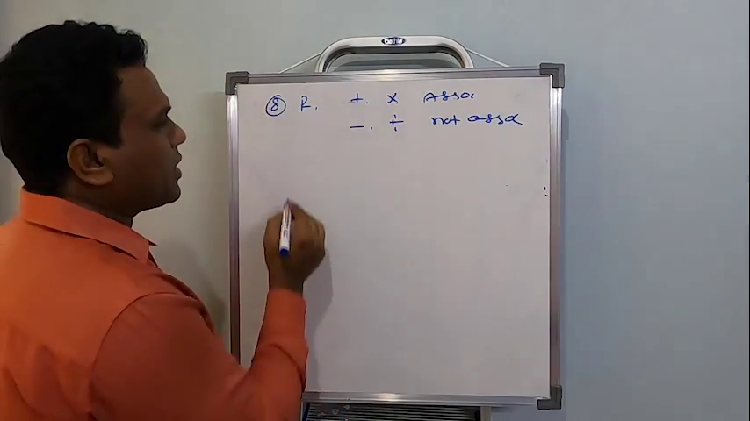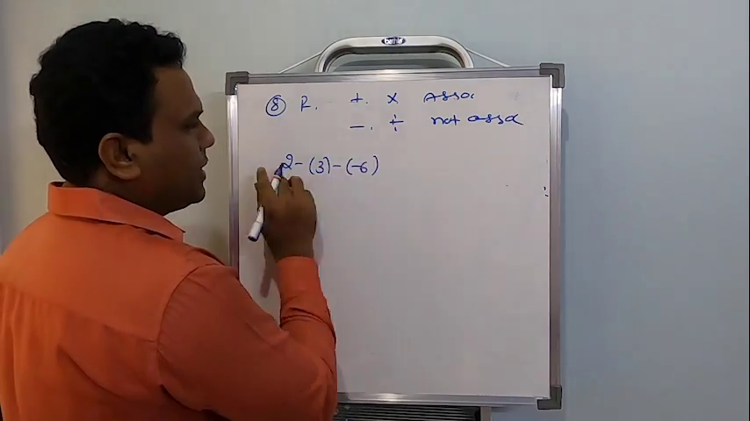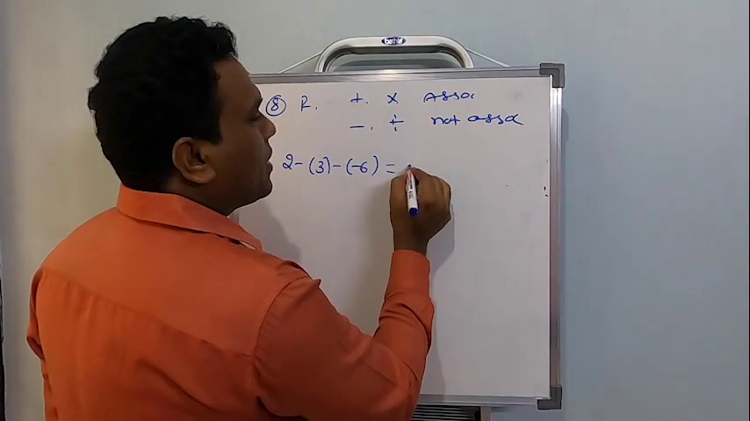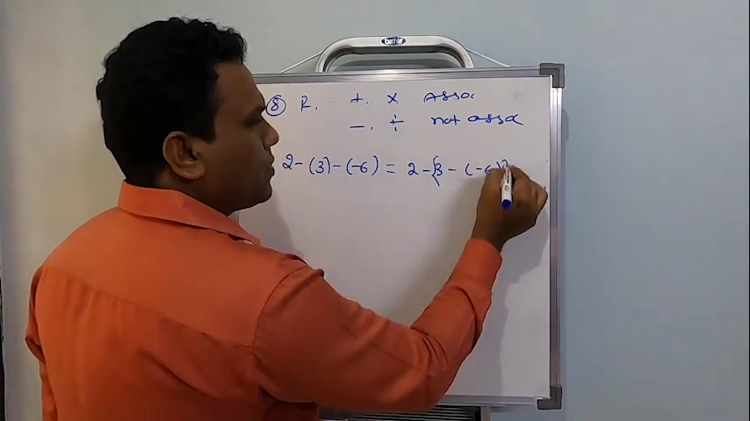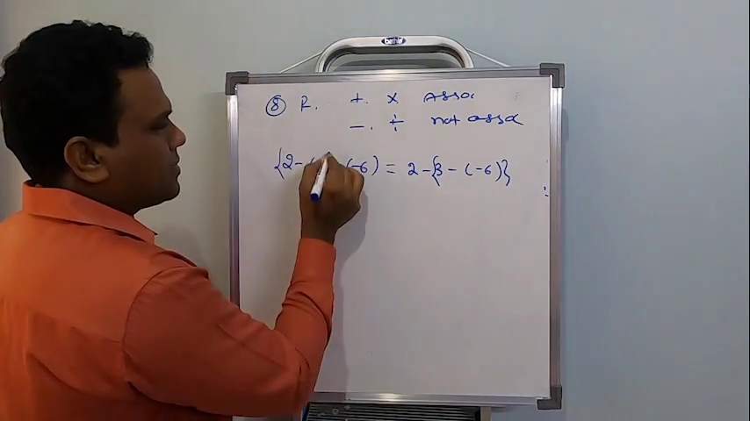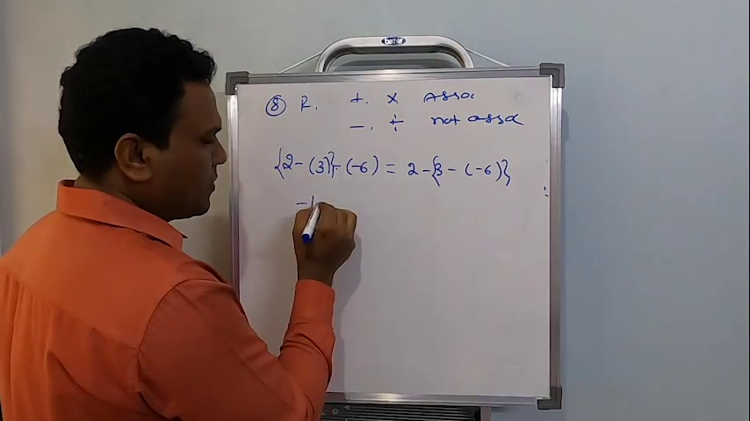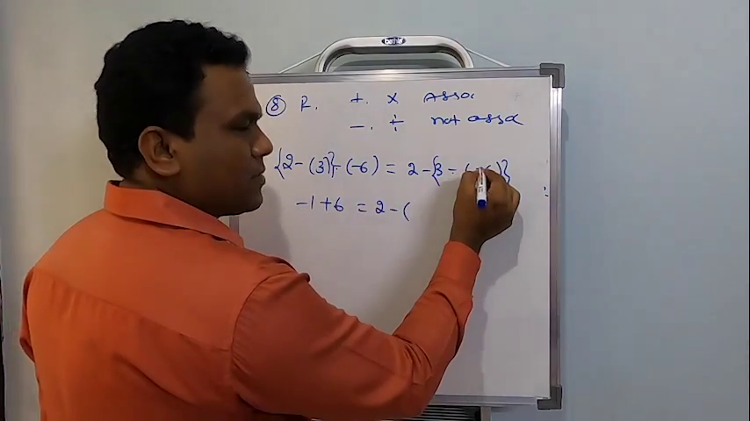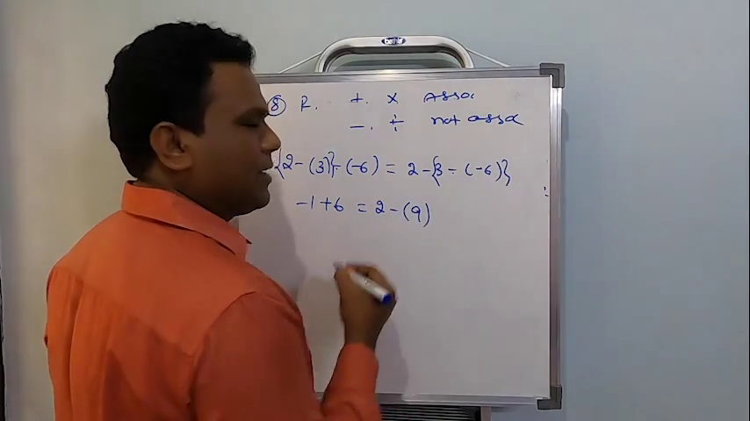Let us check for subtraction. Now 2 minus 3 minus 6. Between the elements the sign should be minus. Let's put the brackets like this. So 2 minus 3 will be minus 1. Minus into minus will be plus 6. And on the right side, 2 minus, minus into minus is plus, so 3 plus 6. 3 plus 6 will be 9.